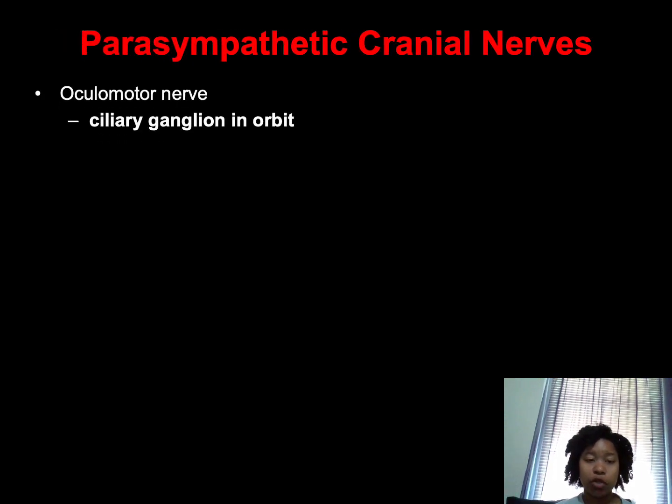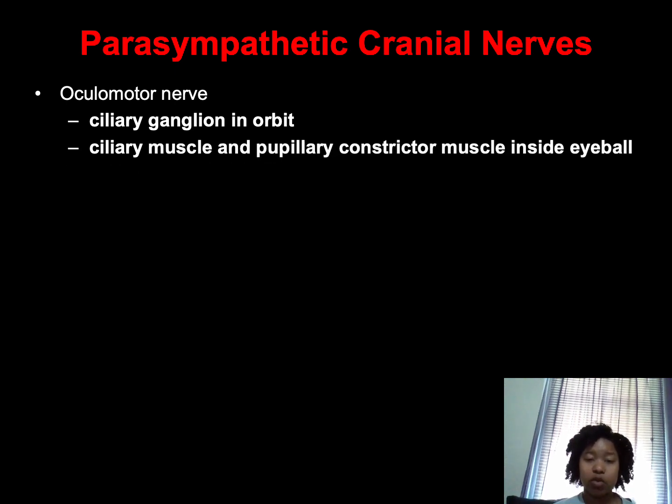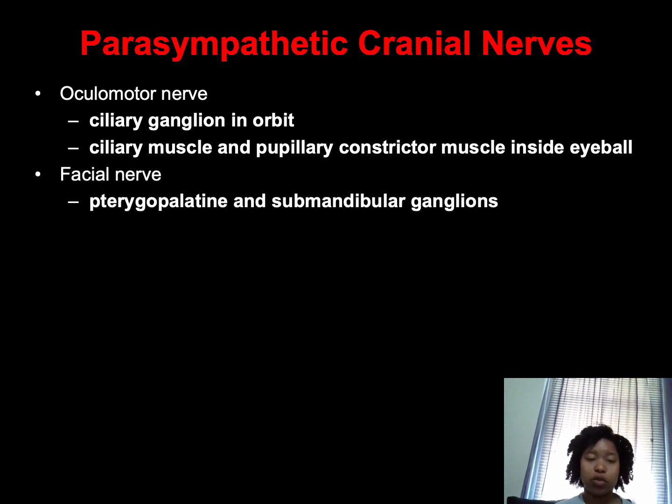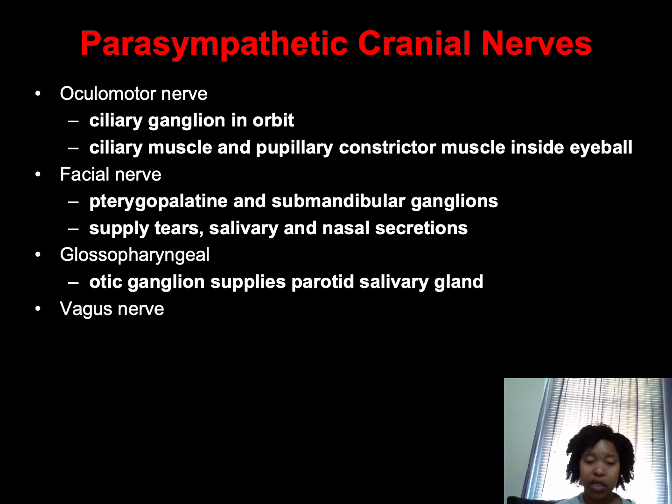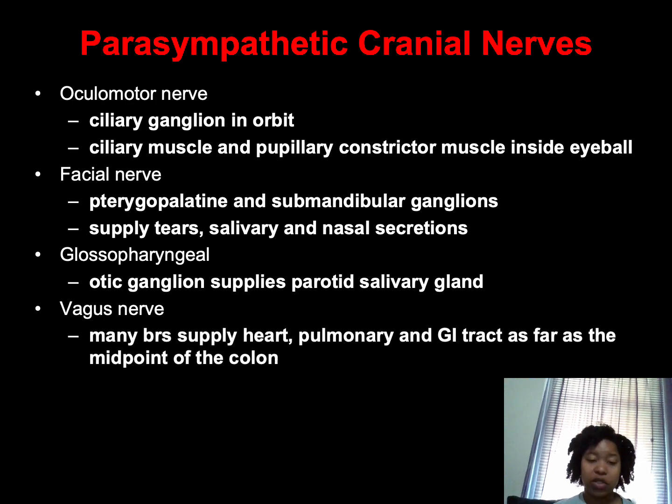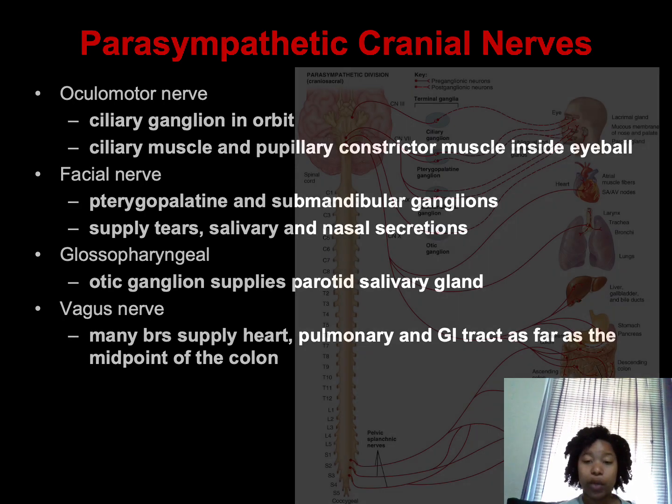So you've got the oculomotor nerve, which has the ciliary ganglion in the orbit, the ciliary muscle, and pupillary constrictor muscle inside the eyeball. Then you've got the facial nerve, which goes to the pterygopalatine and submandibular ganglions. This supplies tears, salivary, and nasal secretions. And then there's the glossopharyngeal part, which has the otic ganglion, and it supplies the parotid salivary gland. And then the vagus nerve, which has many parts that supply the heart, the pulmonary, and GI tract, and it goes all the way to the midpoint of the colon.